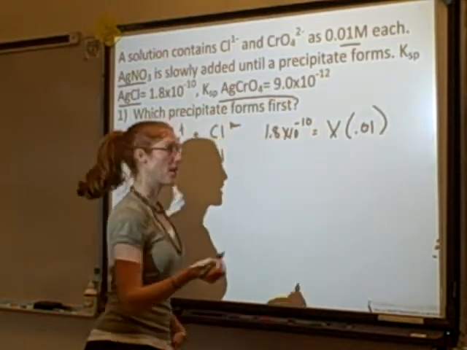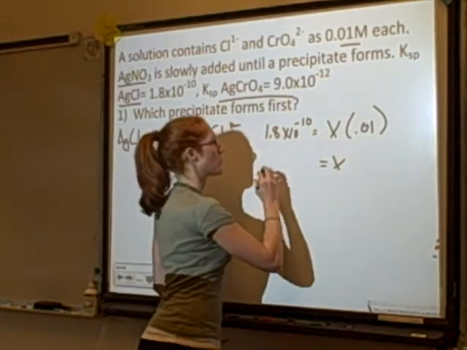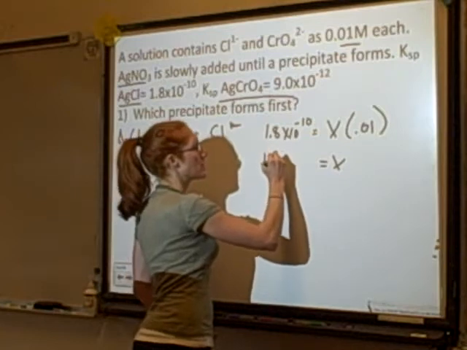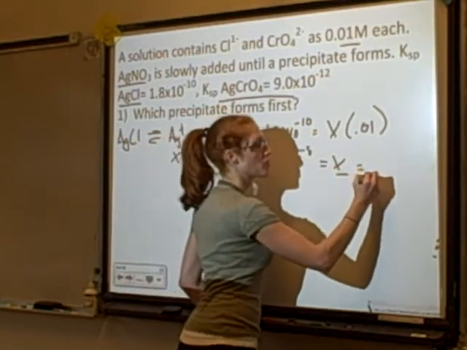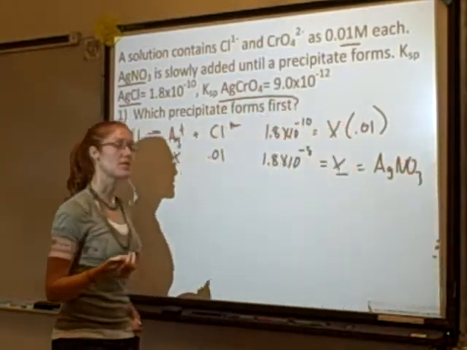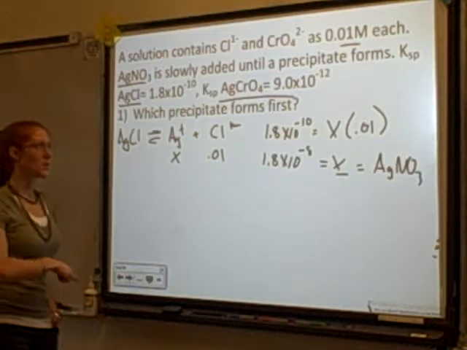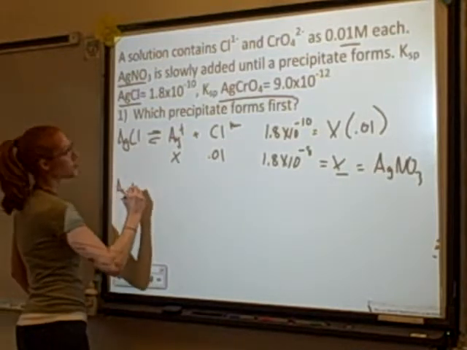So I just have to solve for x. I'm going to divide both sides by 0.01, and x is equal to 1.8 times 10 to the negative 8th. So that's how much silver nitrate I have to add to make a precipitate of silver chloride. Let's do the same thing for the silver chromate.